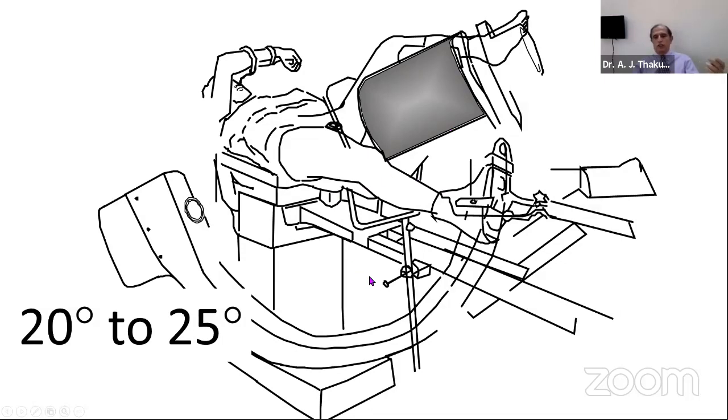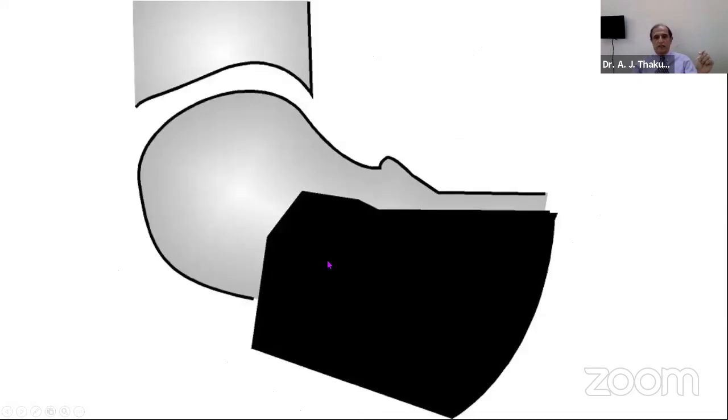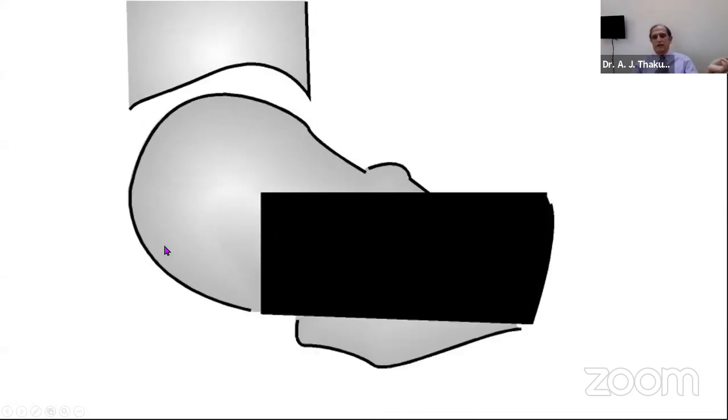Now, what you see on this side: you remember you already inserted the implant, the jig is in position, and I have tilted this laterally 20 to 25 degrees, or maybe 15 to 25 degrees. Now you are watching the screen. You will find something like this, or you may find something like this, or something like this.